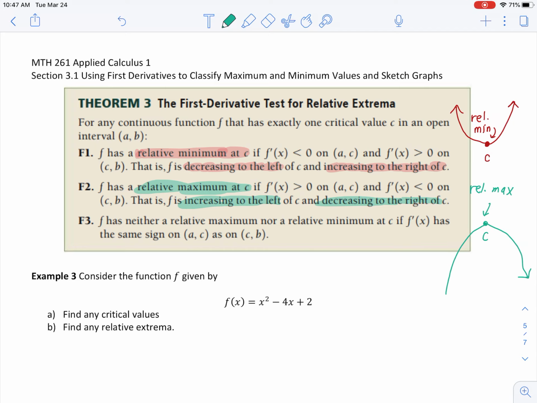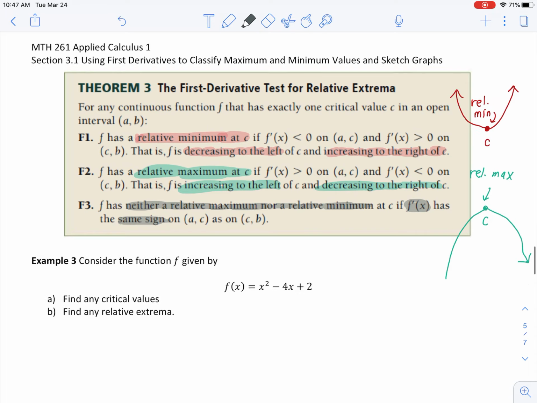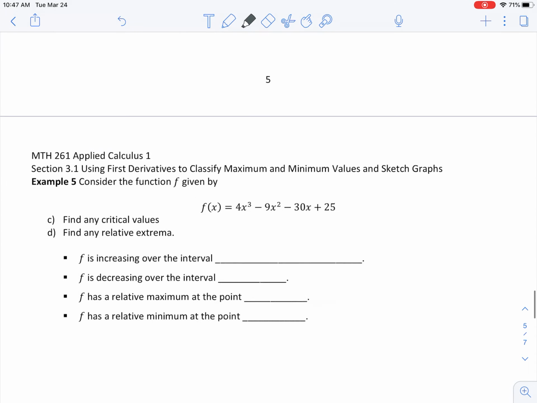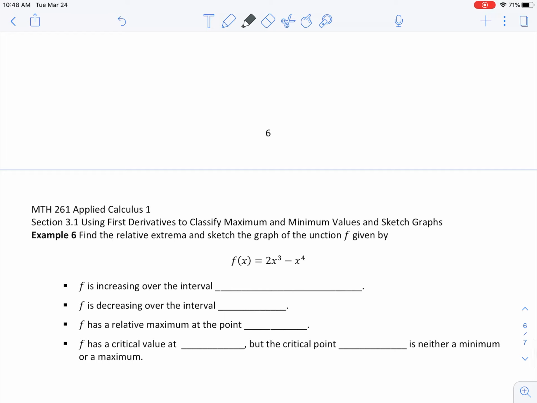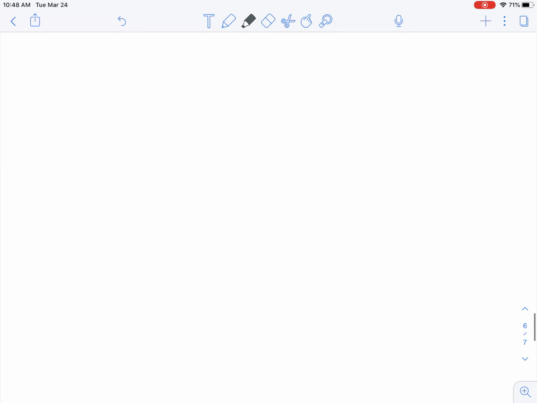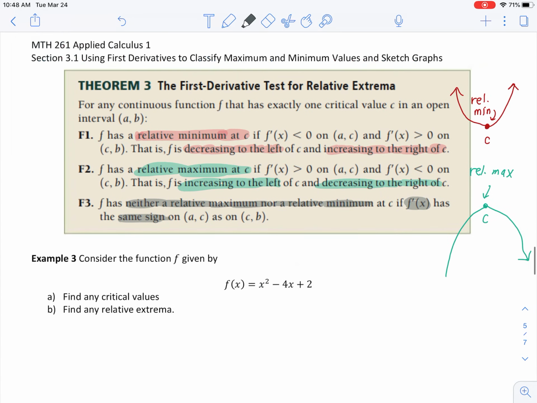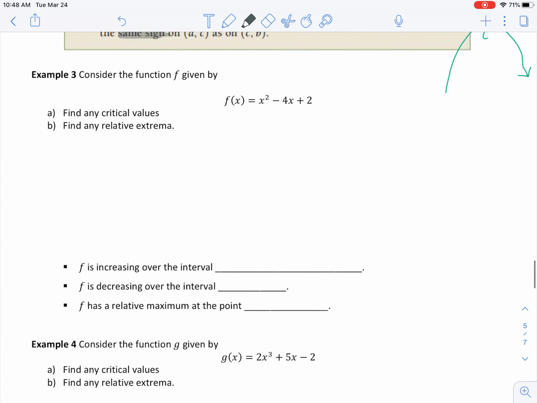So they have to change. To the left and to the right, they should be doing something different. Now, we may have a critical value C, but it can be neither a relative maximum nor a relative minimum if the derivative has the same sign to the left and right of it. I think in the last one, example 6, we will see that case where it is a critical value, but not a relative maximum or minimum because the sign of the derivative doesn't change to the left and right of it, okay? But let's go ahead and do the short examples first, example 3 and 4.